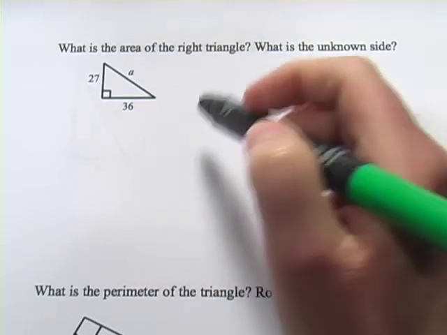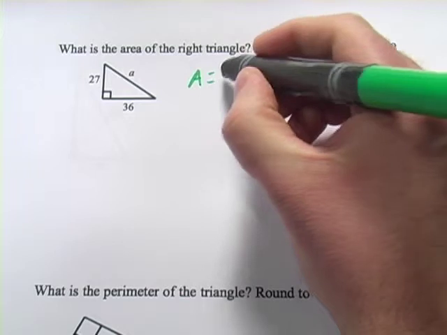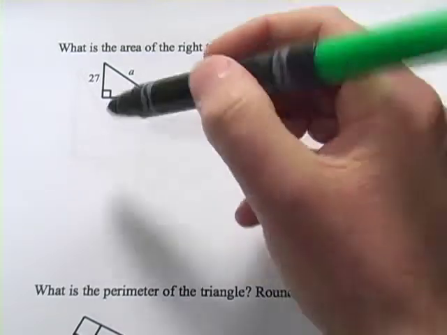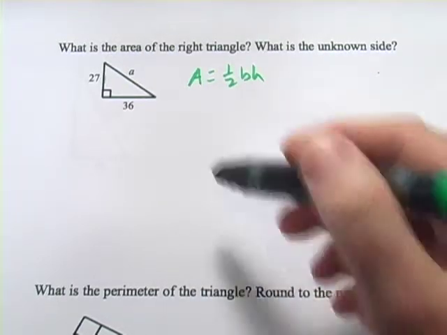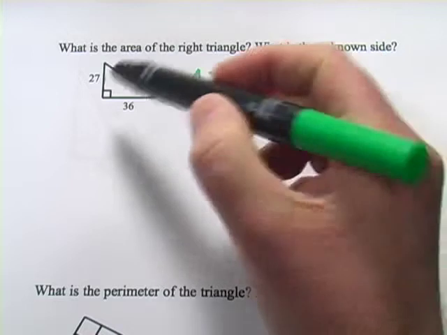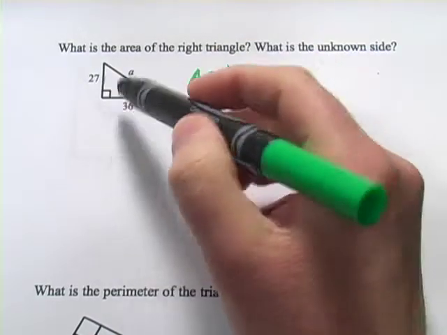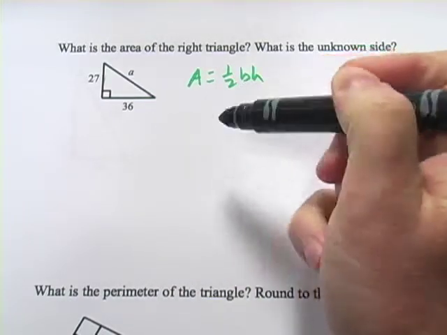Well, let's start with the area. Remember, the formula for an area of a triangle is 1/2 the base times the height. When you have a right triangle, the height is this other side. And actually, if you think about it, this is really half of a rectangle with sides 27 and 36. So when you say 1/2 base times the height, it's really 1/2 of these two sides of this rectangle. And that makes sense that that would be the area.